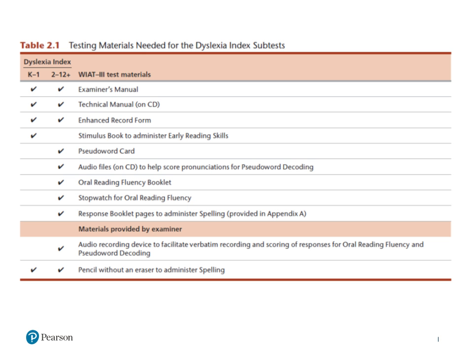For grades 2 through 12 plus, you'll need all those first things. You also need the pseudo-word decoding card, the audio files that are on CD for the pseudo-word decoding test, oral reading fluency, a stopwatch, a response booklet, any recording device, and also a pencil without an eraser. So essentially you'll not need much beyond your current toolkit. When you purchase the WIAT-III, or if you have it in your case, you'll just need access to the manual so that you can compute the scores.